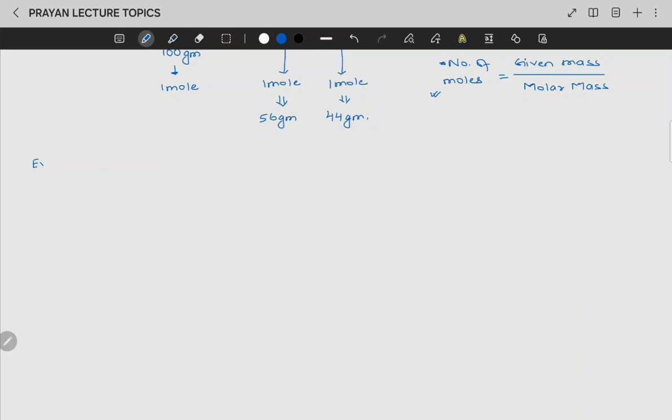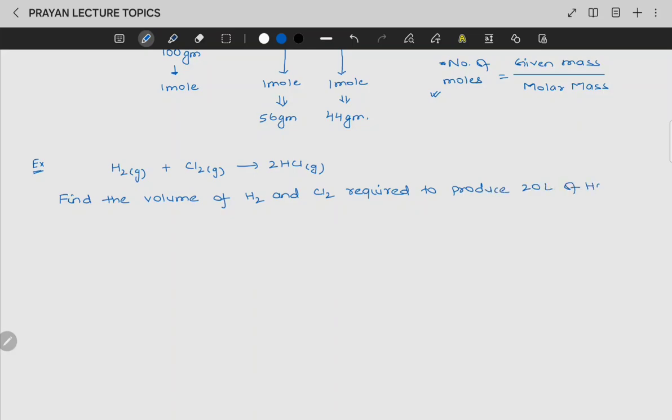Now let's take a third example. We have a reaction given as H2 gas plus Cl2 gas giving us 2HCl gas. The question is, find the volume of H2 and Cl2 required to produce 20 liters of HCl.